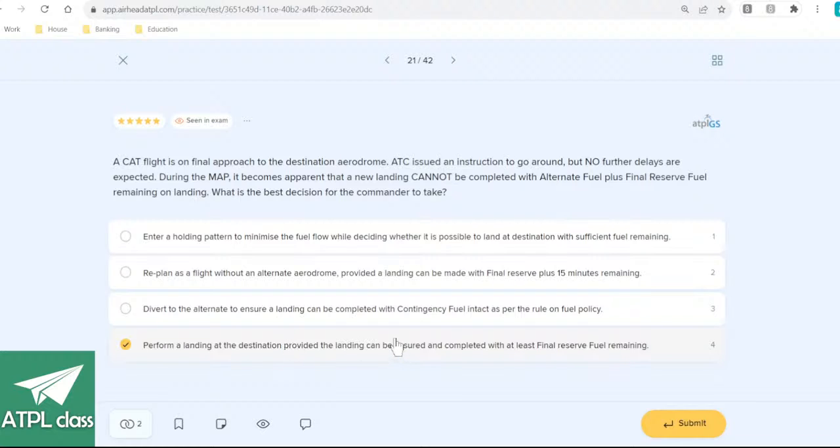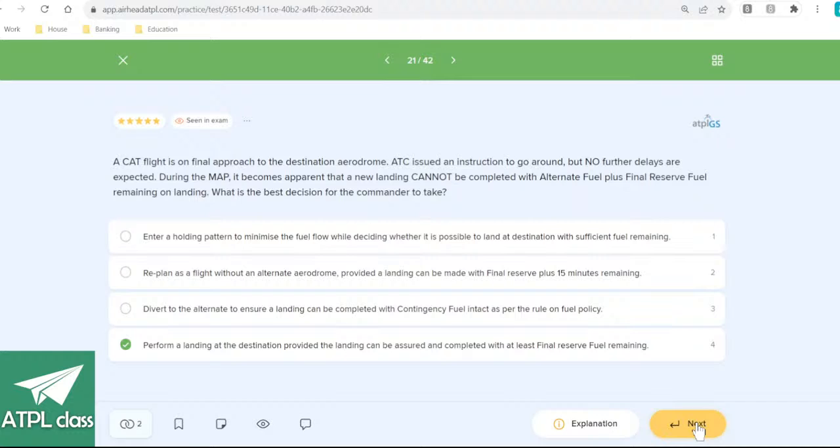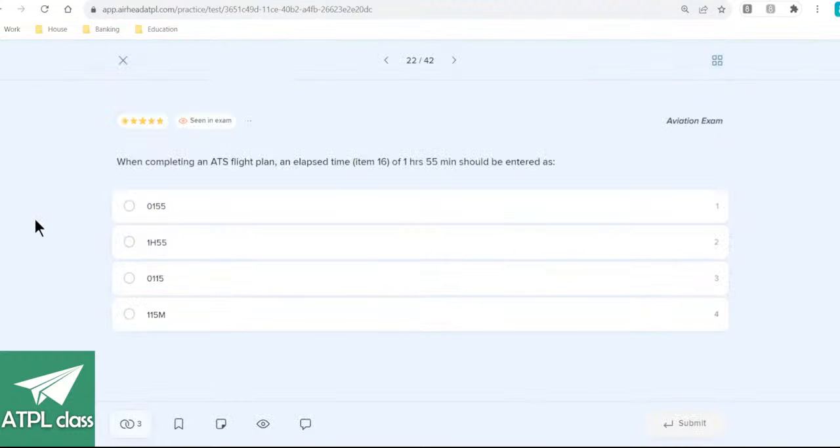You can commit and burn your alternate fuel if the landing can be assured. If there's a second runway, for instance, you wouldn't want to do that lightly, though. That's a pretty big decision.